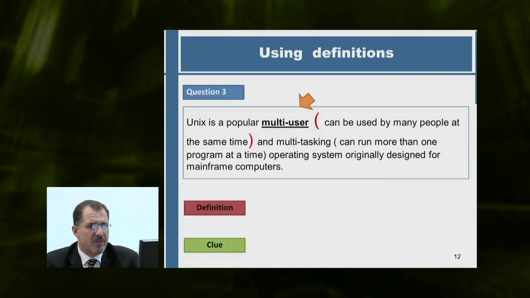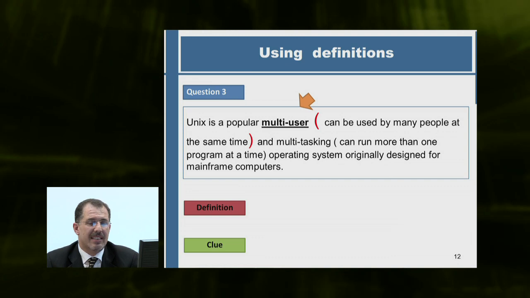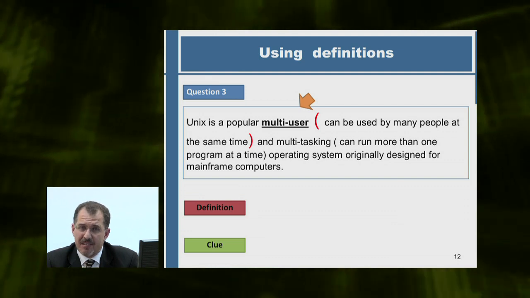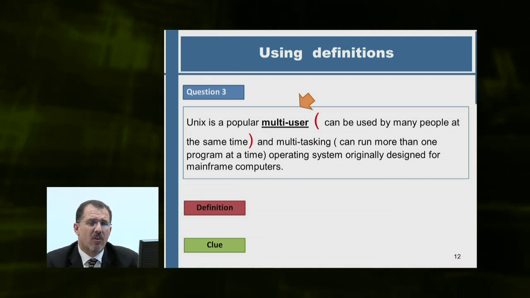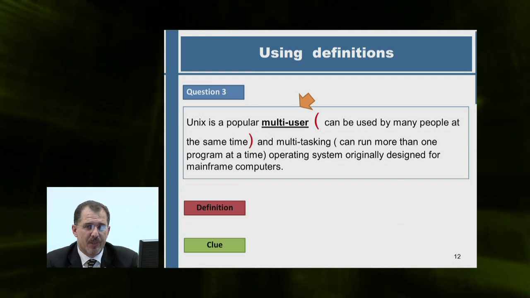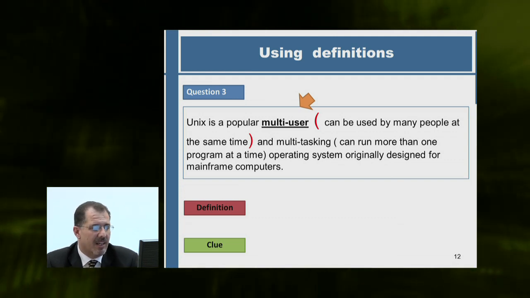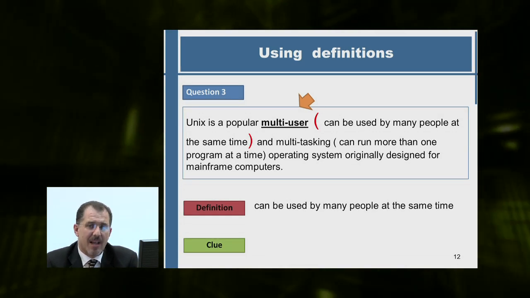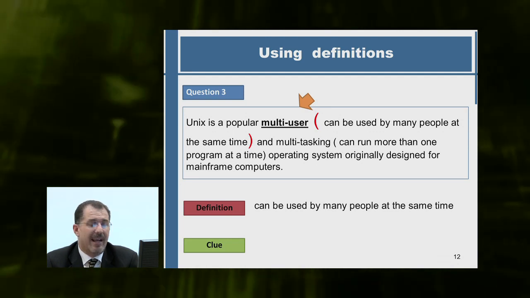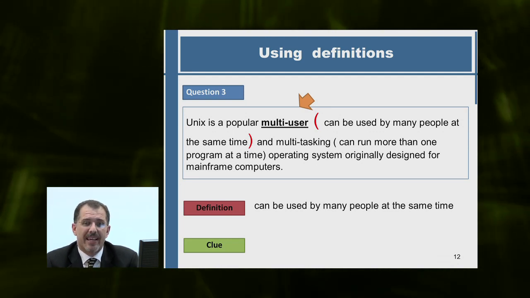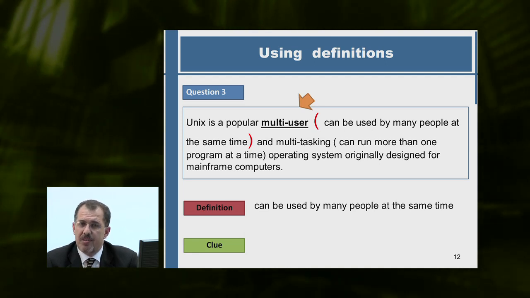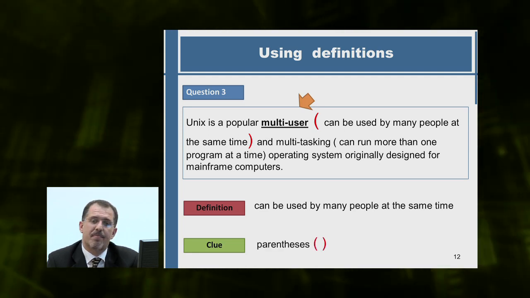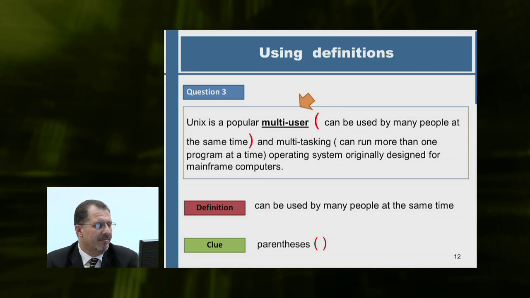In this sentence, you are supposed to define the meaning of multi-user, taking into consideration that we have brackets, and between the brackets you have the definition. So here, what's the meaning of multi-user? And we have brackets, and between these two brackets we have the definition. What do you think the definition is? It can be used by many people at the same time. Because as we told you before, we can use brackets so as to introduce definitions. Now, what is the clue here? It's parentheses or brackets.